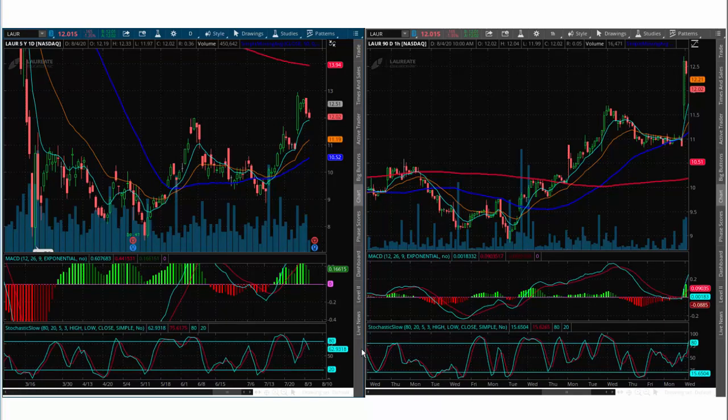LAUR, an education stock, they've been doing well. So here you got a stock that trended down and then broke out and then drifted down again and then broke out. As it was drifting down here, we got positive divergence there. We have a stochastic cross up there. So I'm zooming in over here looking for an entry.